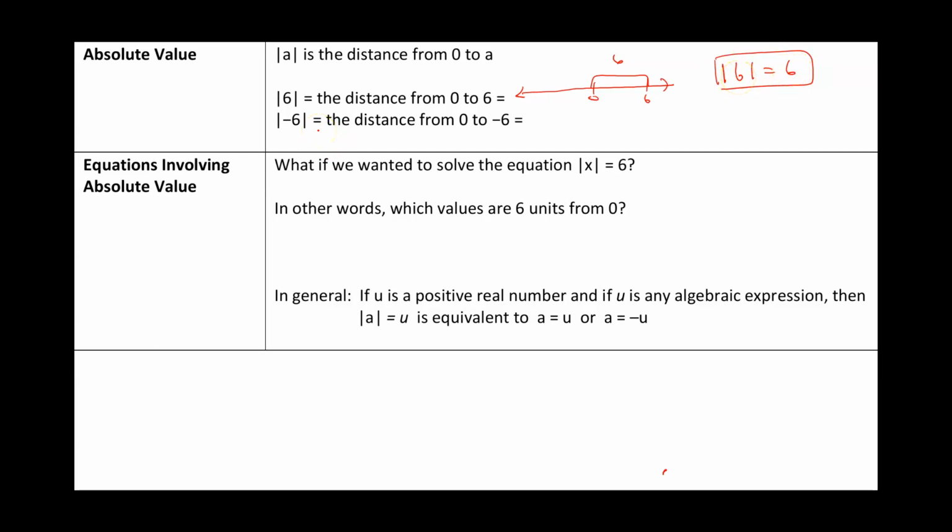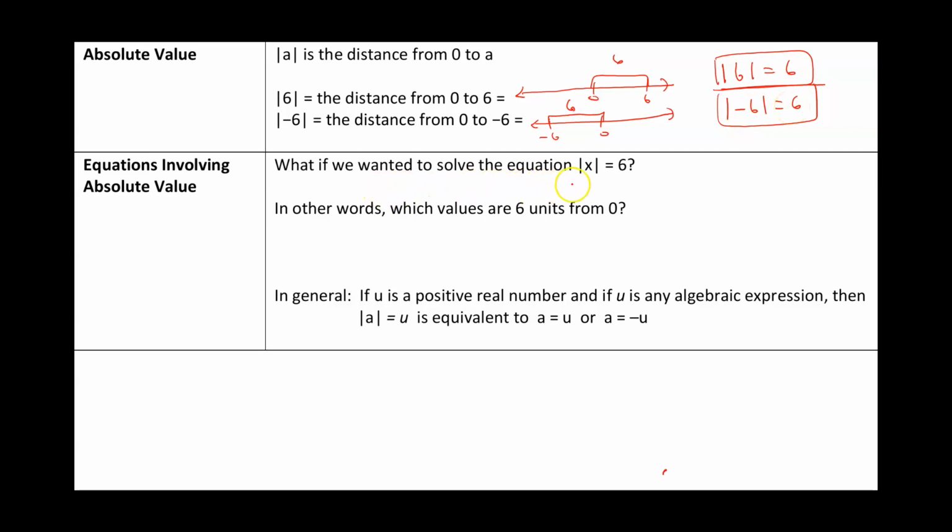Now let's take the absolute value of -6, which is going to be the distance from 0 to -6. So this is 0, this is -6. Even though we're going in the negative direction, we're still taking a positive number of steps. We're still going a positive number of units because distance can never be negative. So the distance from 0 to -6 is still going to be 6. So the absolute value of -6 also equals 6. And because the absolute value represents the distance from 0 to a number, the absolute value is always going to be positive.